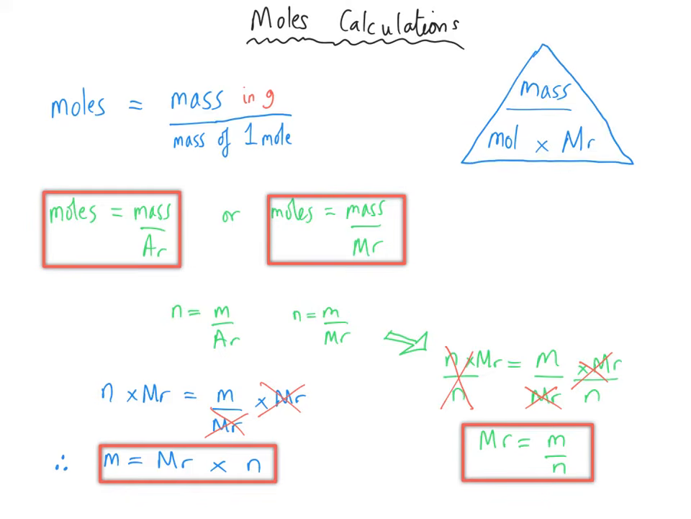Other people prefer the formula triangle, which has got mass on the top and moles times MR on the bottom, and then you cover up what you're looking for, and what's left is the calculation that you have to do. So there really is no better way of doing it. It is what is your preference out of those two methods.